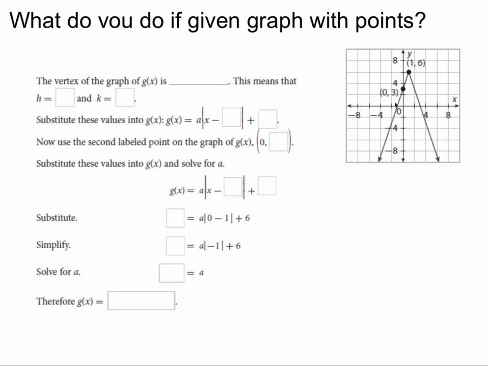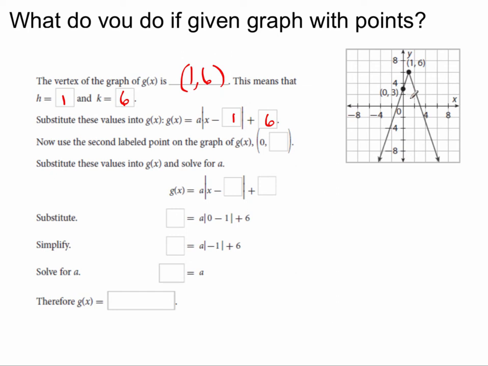So let's look at this graph right here. And I tell you the vertex of the graph is what? Well, the vertex is where these two lines meet. So the vertex is at (1, 6). So h is 1 and k is 6. I'm going to substitute these into the general formula. g of x is equal to a times the absolute value of x minus h, so I'm going to have 1 there, plus k.